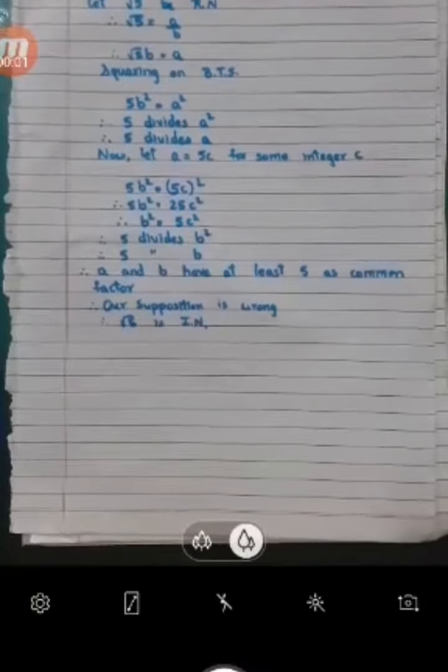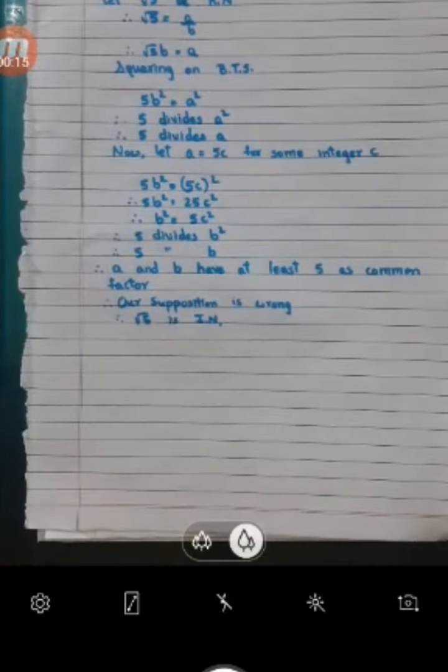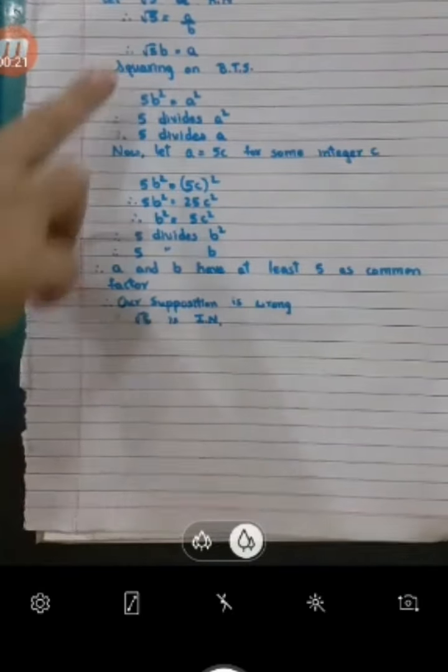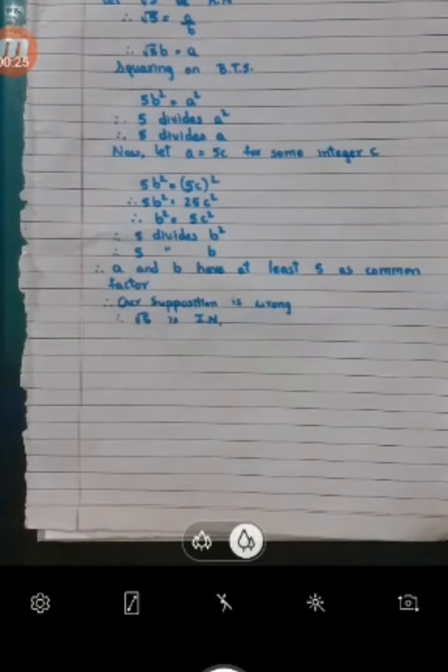Next, exercise 1.3. Question number 1 is, prove that root 5 is an irrational number. Suppose we want to prove that it is an irrational number, so we will suppose its opposite. We will suppose that it is a rational number. After that, we will show that this supposition is incorrect. That means our supposition is wrong.